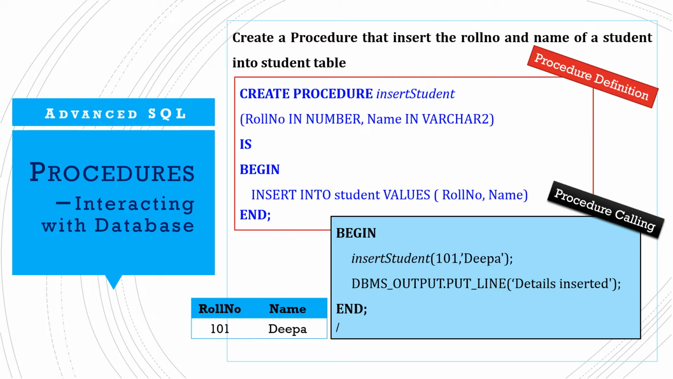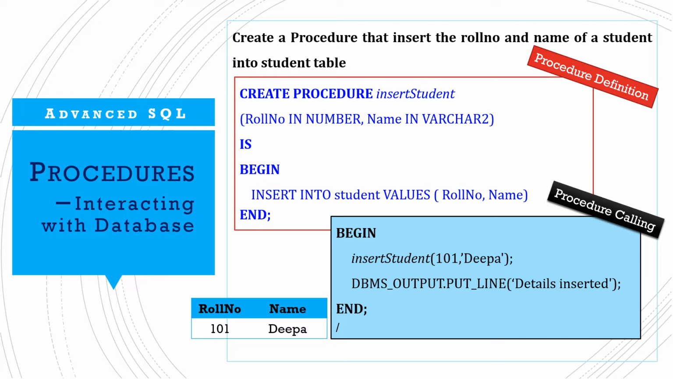Now look into another example. We are going to create a procedure which inserts the roll number and name of a student into the student table. Okay, so the insert command can be used for inserting the details into a table, right? So the same command we are going to use here. So first we have to create a procedure. So the command create procedure, procedure name.